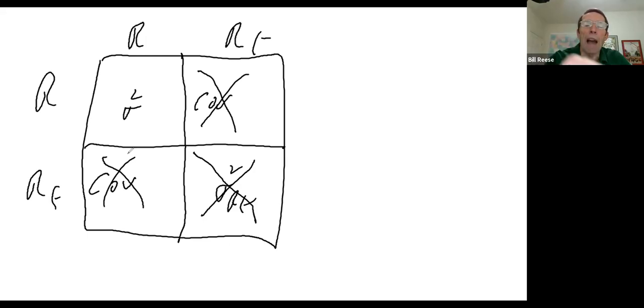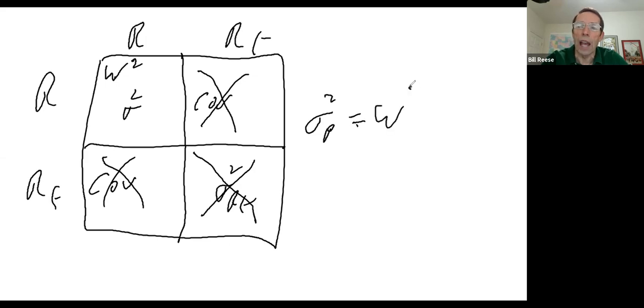Now, the one thing we haven't put in here yet is we want the weight on the risky asset squared. That is now a weighted variance covariance matrix. Remember, if you add up the cells in a weighted variance covariance matrix, you get the variance of the portfolio. So we're going to say that the variance of this portfolio is equal to just what's in the upper left-hand cell, which is the weight on the risky asset squared times the variance of the risky asset.